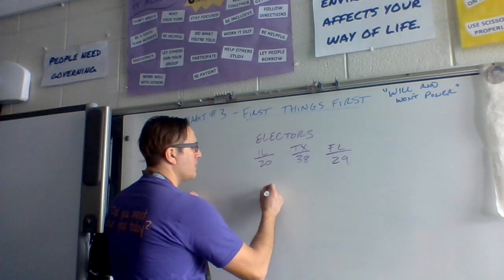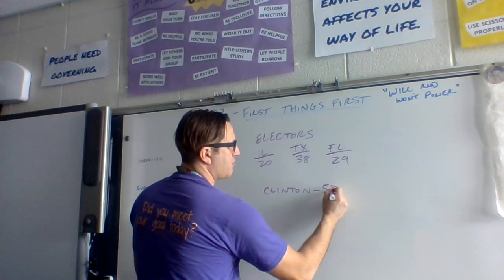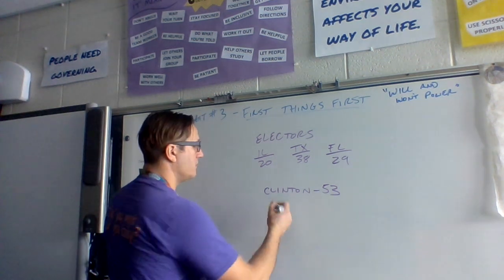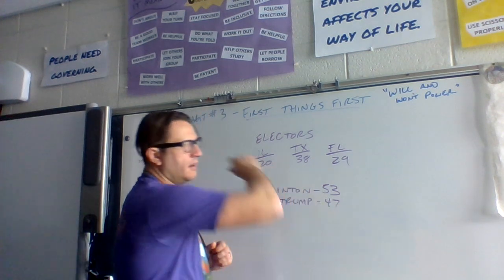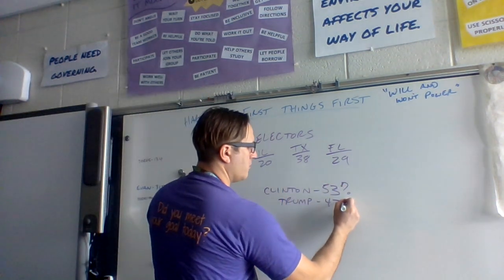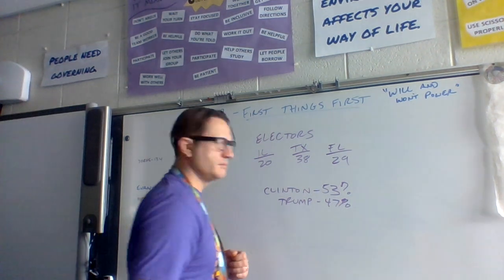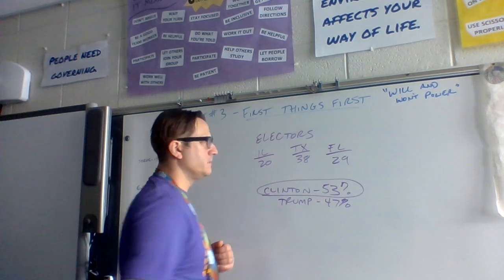Let's say Clinton got 53% of the votes for president, and Trump got 47. Who got the most votes? These are percents. Who got the most votes? Clinton did, of course. So Clinton won Illinois.